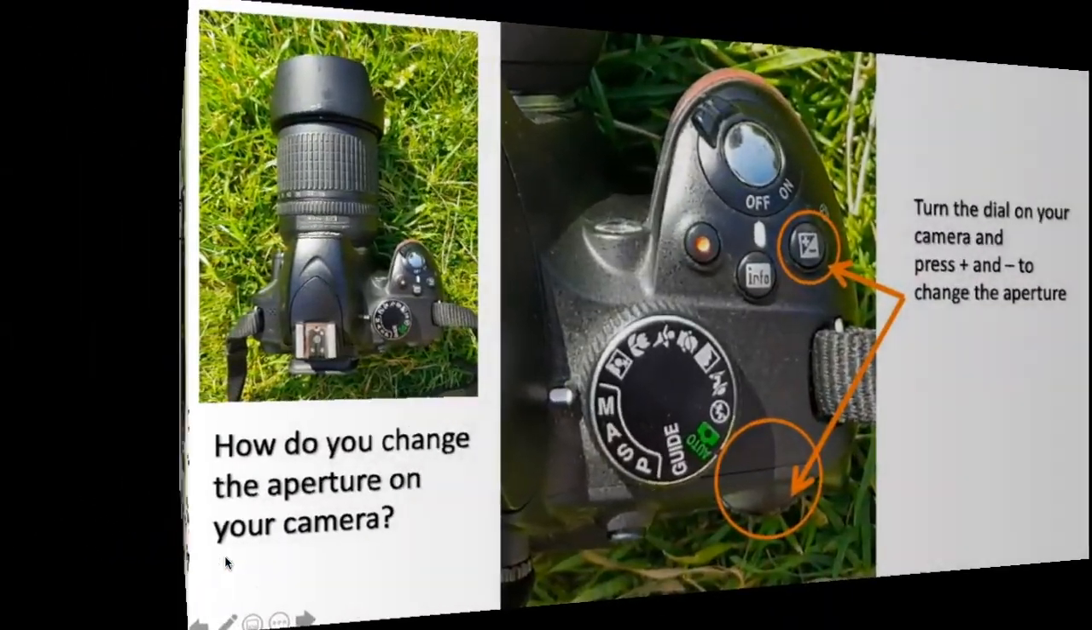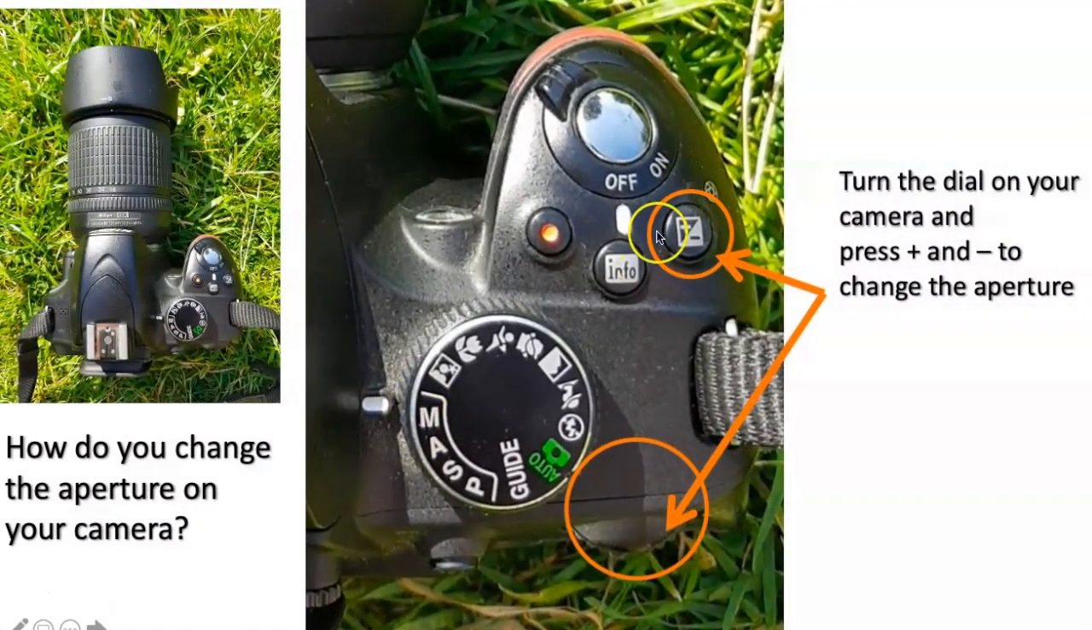So how do you change the aperture on the camera? Well, if you look here, you've got your dial here. Now I've got the setting here on M for manual. You can put it on A for aperture priority, but for now manual means that you've got full control of the camera. So you turn the dial here by increasing the number or decreasing the number, and then you press the plus or the minus to change the aperture settings on the manual setting. If you have it on the aperture priority, you just need to turn the dial here.